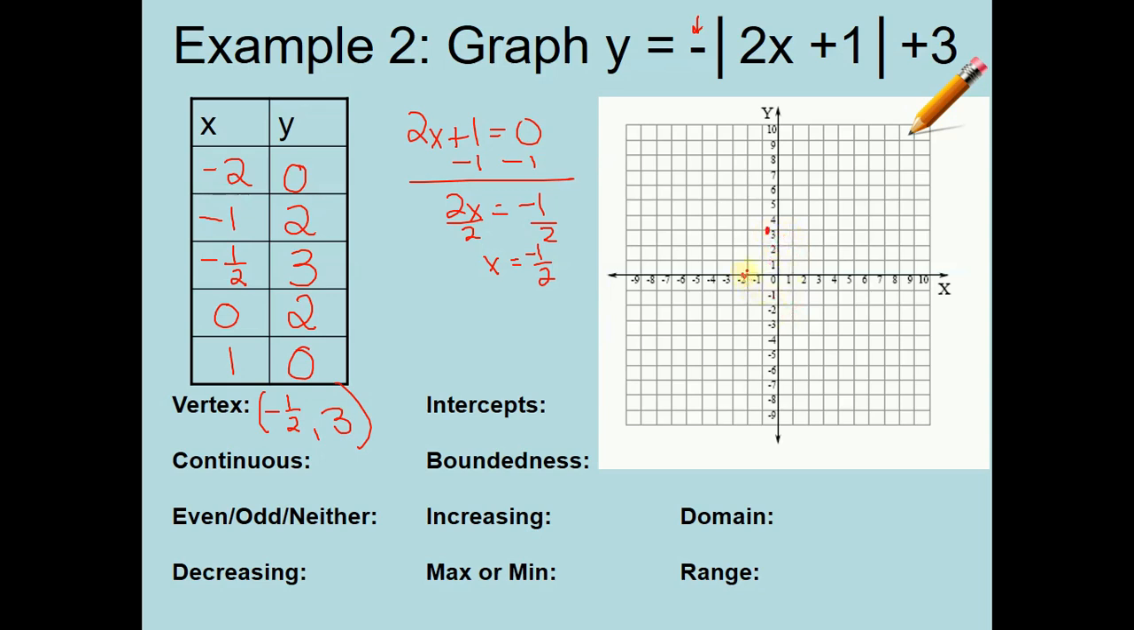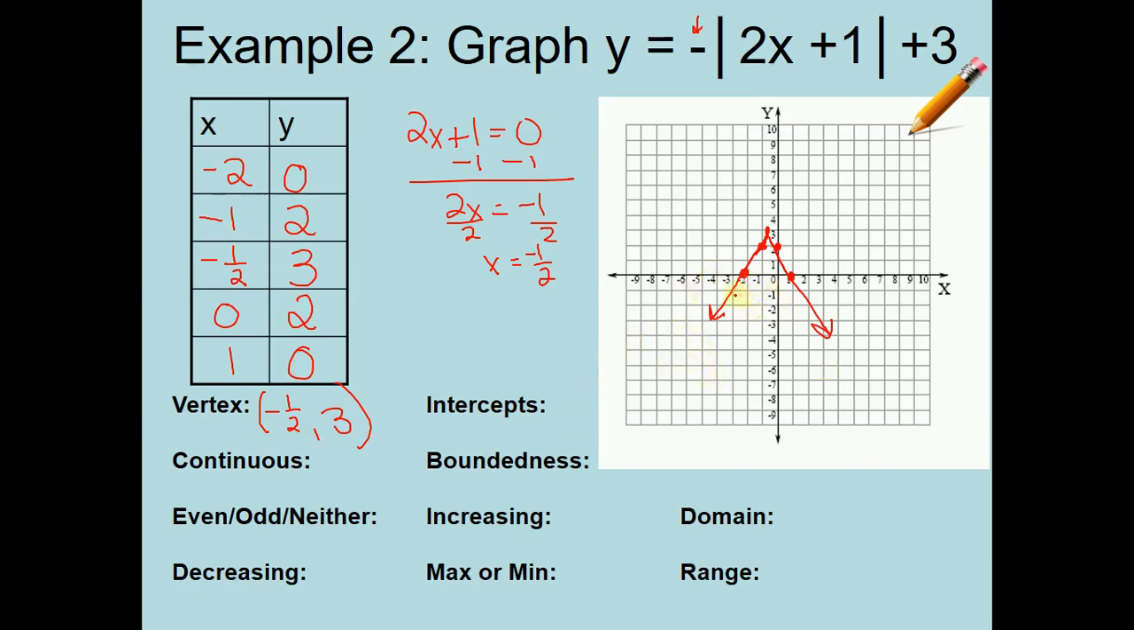Negative 2, 0. 0, 2. There we go. Notice, guys, he's kind of like an inverted V. He's a gangster V.